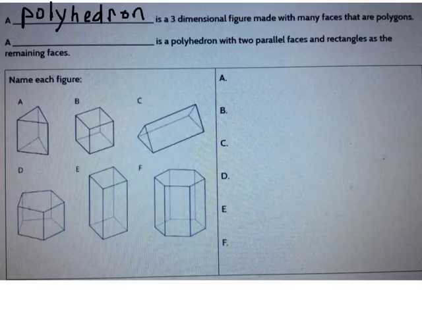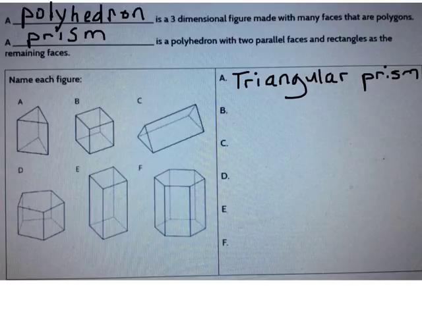A prism is a polyhedron with two parallel faces and rectangles as the remaining faces. The prism is named by the shape of its two parallel bases. So let's name the prisms below. A has rectangles and its two bases are triangles. So that's a triangular prism. B is a special kind of rectangular prism where every face is a square. It's called a cube.